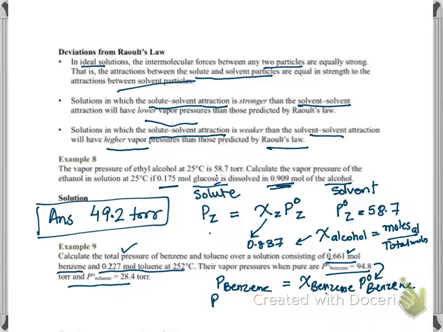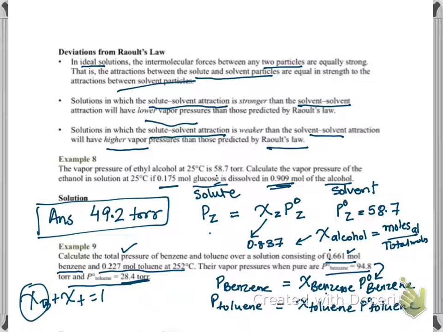Similarly, next I will find the vapor pressure of toluene in the solution by the mole fraction of toluene times the pure vapor pressure of toluene. I am given the pure vapor pressure here. For the mole fraction of toluene, you can take the moles of toluene divided by the total, or you can do one thing. We know the mole fraction of benzene plus the mole fraction of toluene will be 1. So if you know the mole fraction of benzene, all you have to do is subtract it from 1.